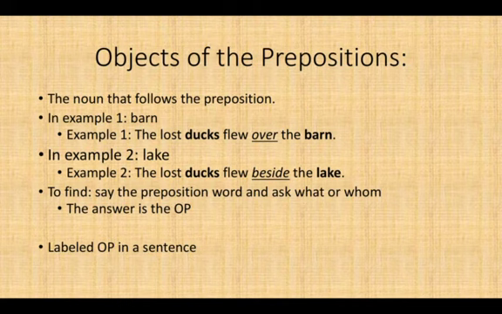If we want to find the object of the preposition, we're going to say the preposition word, and then we're going to ask what or whom, and the answer to that question is the object of the preposition. So if we look at our word over, we ask over what? Over the barn. Barn is our object of the preposition. We're going to label these OP in our sentence.